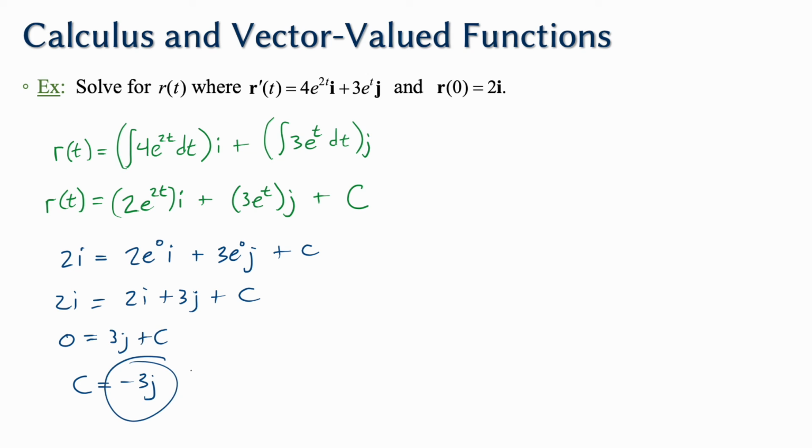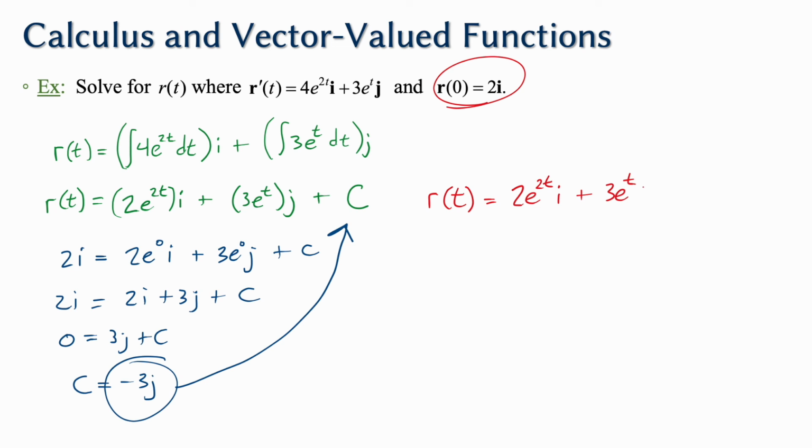So that means I'm going to take this and plug it in right here. So what we can say now is that for the specific solution satisfying this condition, r of t is going to equal 2e to the 2t times our i plus 3e to the t j, and then minus 3j. Now we can't put these together because they're both j's. So to simplify this, we could call this 2e to the 2t i, and then plus, in parentheses, we can factor out that j. So we'll say 3e to the t minus 3 j.